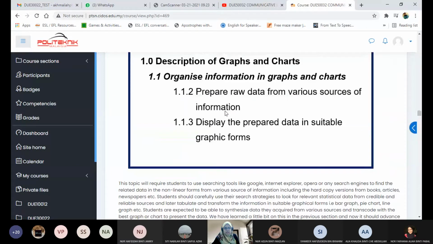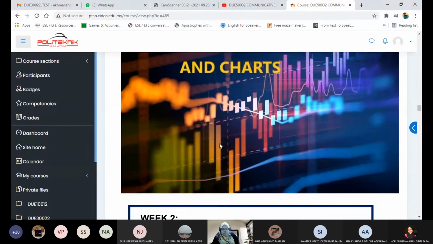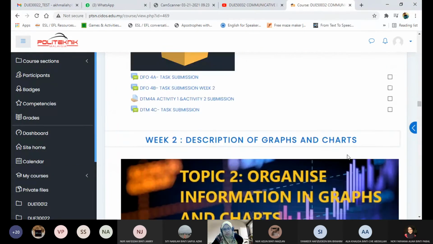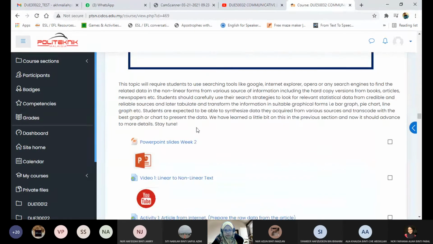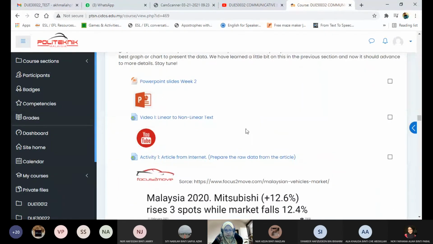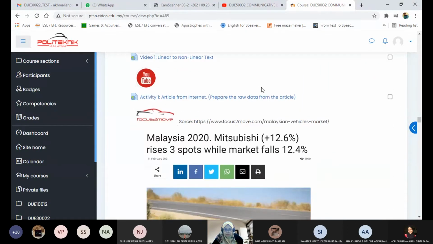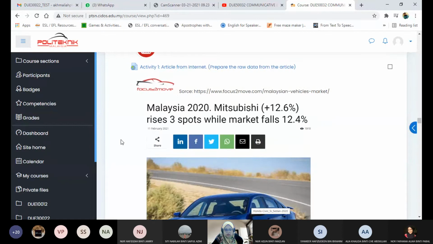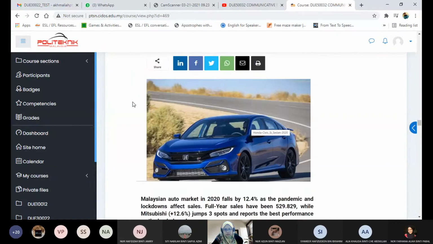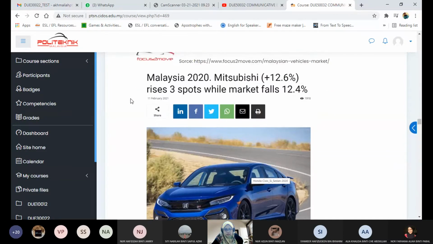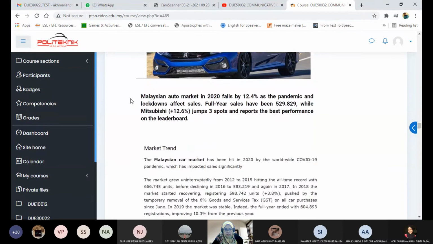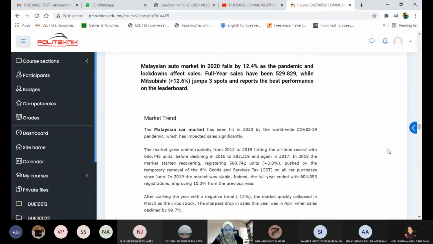Alright, this is the CDOS. This is the CDOS for week, dekat CDOS ni dia tulis week 2 lah, sebab itu salah masuk. Okay, kita try buat this activity together, okay? Alright, the activity 1, the article from the internet. Prepare the raw data from the article. Can anyone help me read the paragraph? Aida?